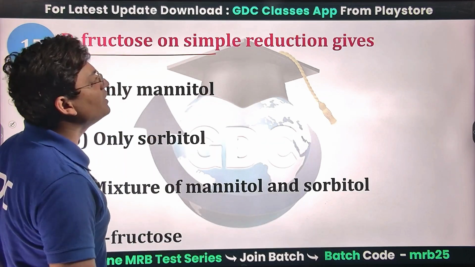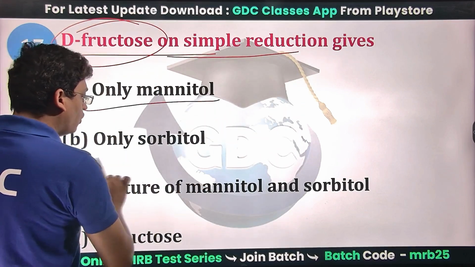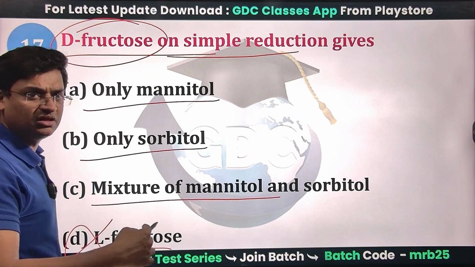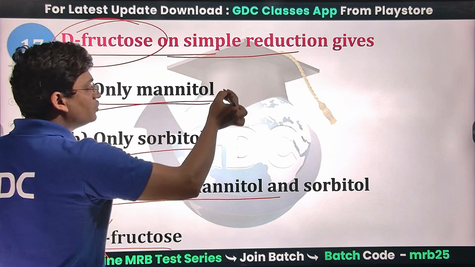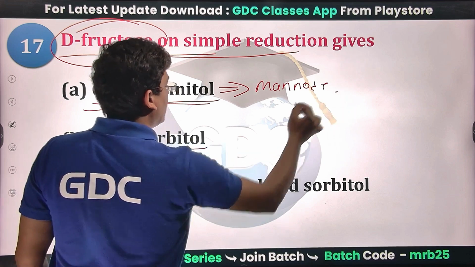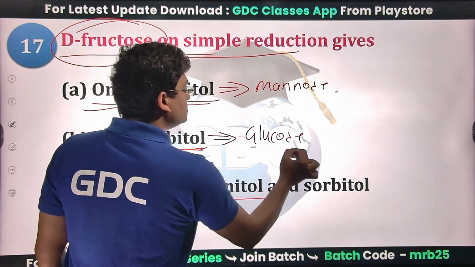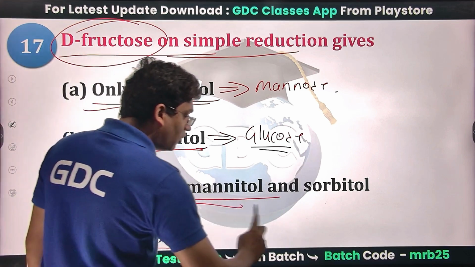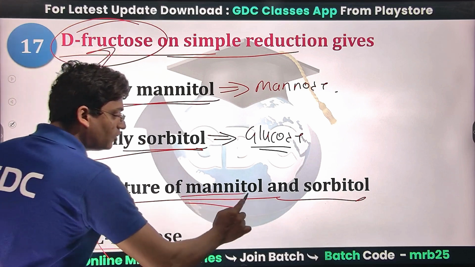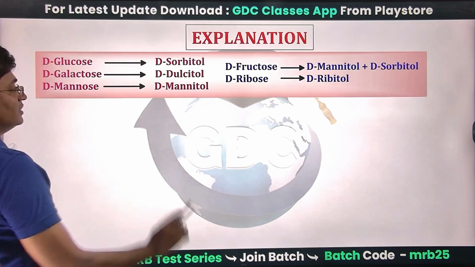D-fructose on simple reduction gives only mannitol, only sorbitol, a mixture of mannitol and sorbitol, or L-fructose. L-fructose is given by none of the compounds. Mannitol is actually given by mannose. Sorbitol is obtained from glucose, while mannitol and sorbitol both can be obtained from fructose. So fructose gives mannitol as well as sorbitol, a mixture of both compounds via reduction. So yes, C will be the right answer.